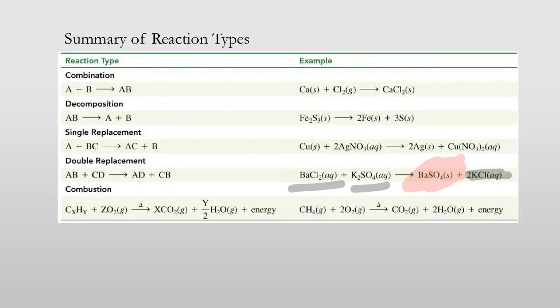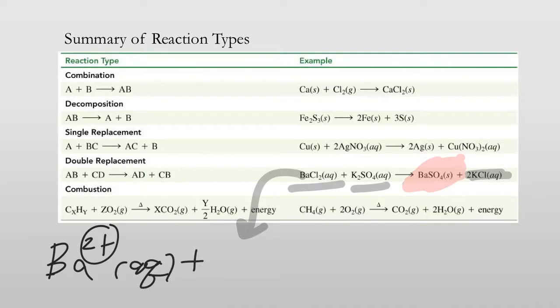Without the formation of a precipitate, that reaction wouldn't work because everything is dissolved in water. And so technically what you have here, and the book doesn't go into all these details, but you'd actually have a Ba2+ aqueous ion plus 2 Cl- aqueous ions in solution.